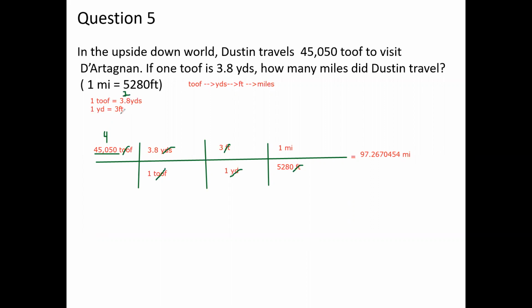1 yard is 3 feet. Since yard and feet are both English, this is exact. 1 mile is 5,280 feet. Both of these are in the English system of measurement. This is exact as well. So our answer should be rounded to 2 significant figures. After the 7 is a 2. So we're just going to drop everything. And the answer is 97 miles. So the answer was rounded to 2 significant figures.